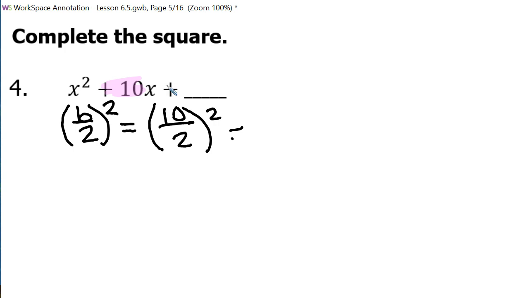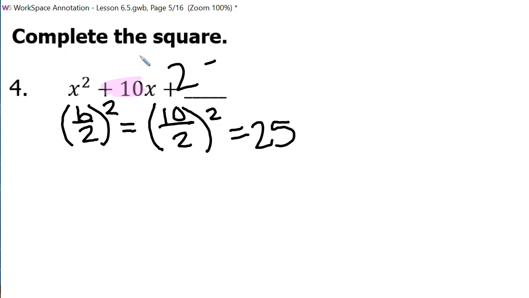PEMDAS, do the parentheses first. So what is 10 divided by 2? 5. And what is 5 squared? 25. So 25 is the missing term that makes that trinomial a perfect square trinomial. That's the answer. The answer was 25.